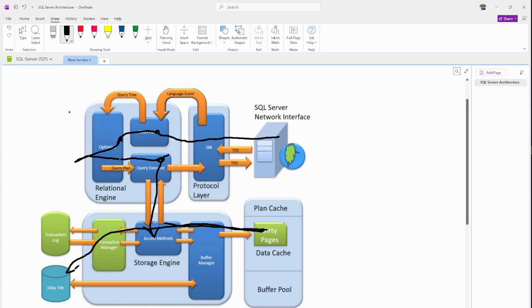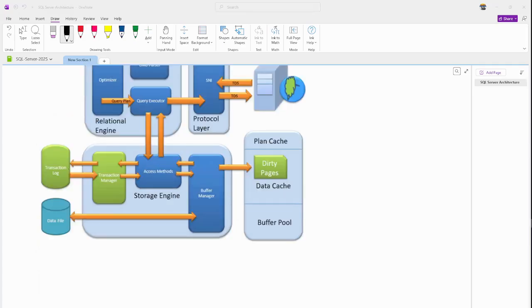If the query needs to modify data, then the transaction manager will record it in the log. If we want to write something, it will go here. So this is how it will be finalized, and then it will give the result. This is how component interaction will occur.